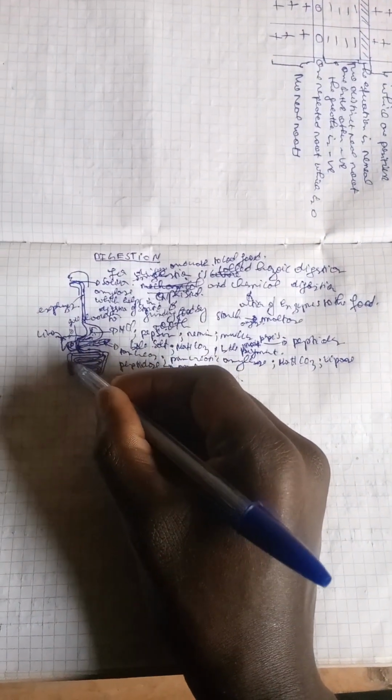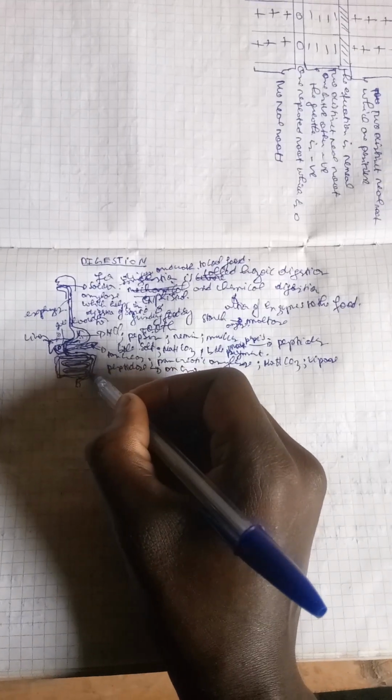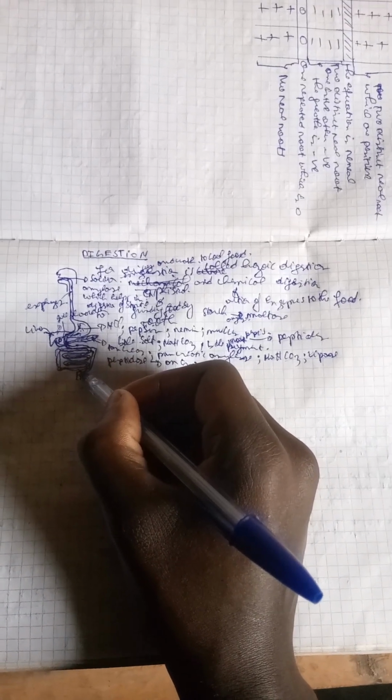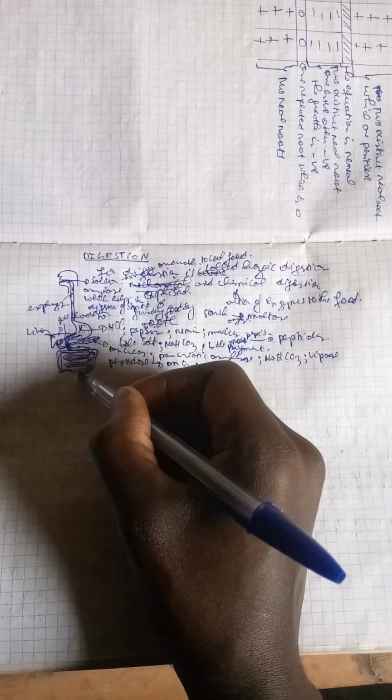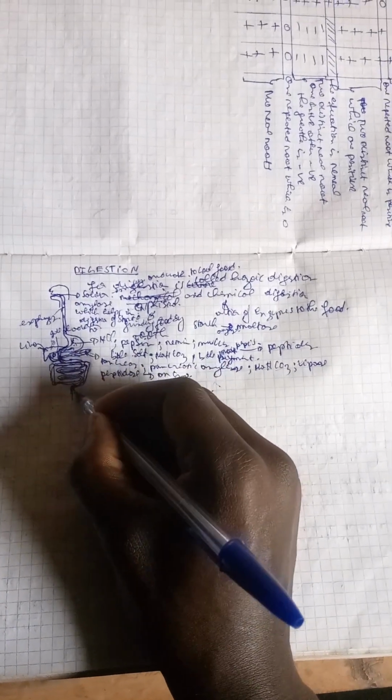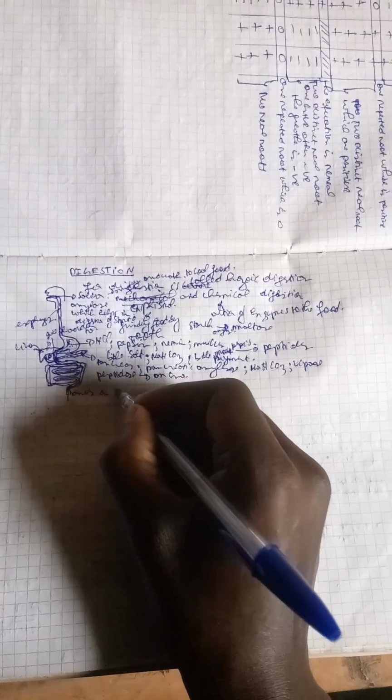The bolus also continues into the large intestine, where some water is removed and then egested through the anus as feces.